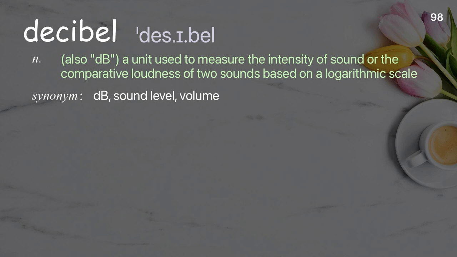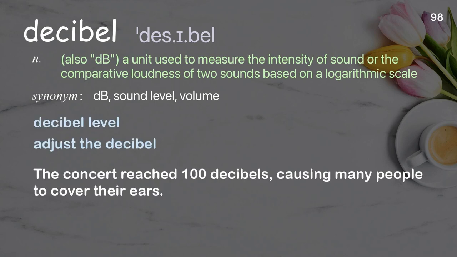Decibel. Also dB. A unit used to measure the intensity of sound or the comparative loudness of two sounds based on a logarithmic scale. Examples. Decibel level. Adjust the decibel. The concert reached 100 decibels, causing many people to cover their ears.